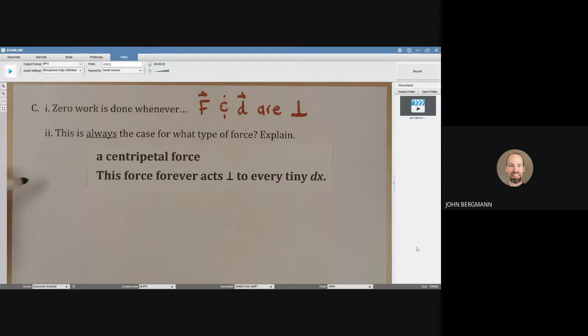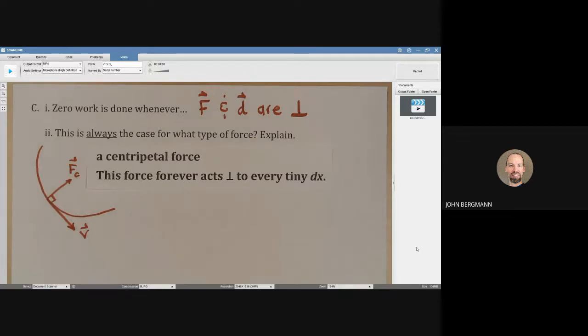The reason for that is that a centripetal force is always perpendicular to every tiny little displacement. When you have a centripetal force, it's because you have a particle that is going in a curved path like this, and a centripetal force will always act towards the center. So there's your centripetal force right there. The velocity is always tangent to that path.